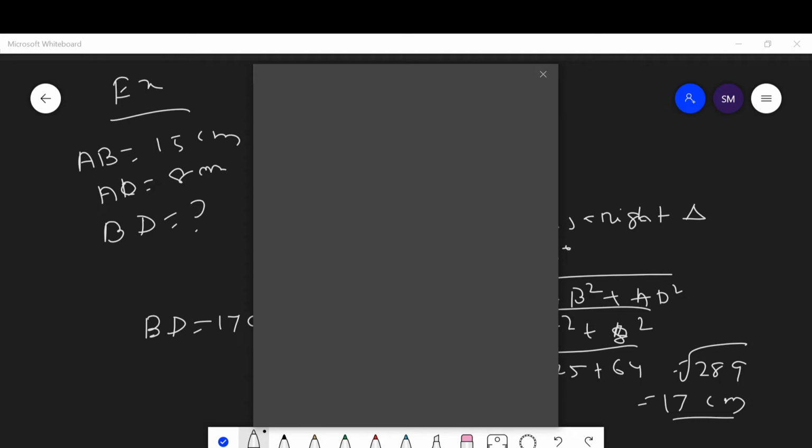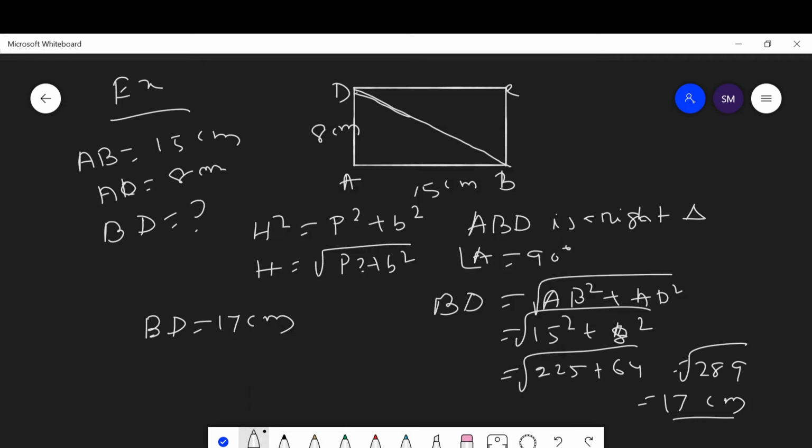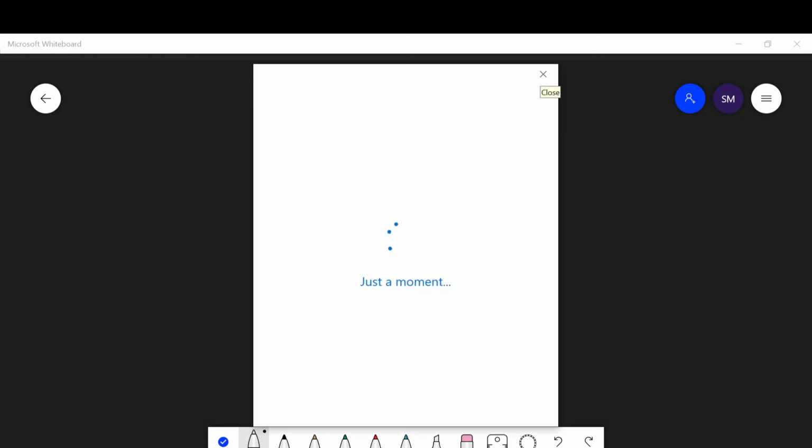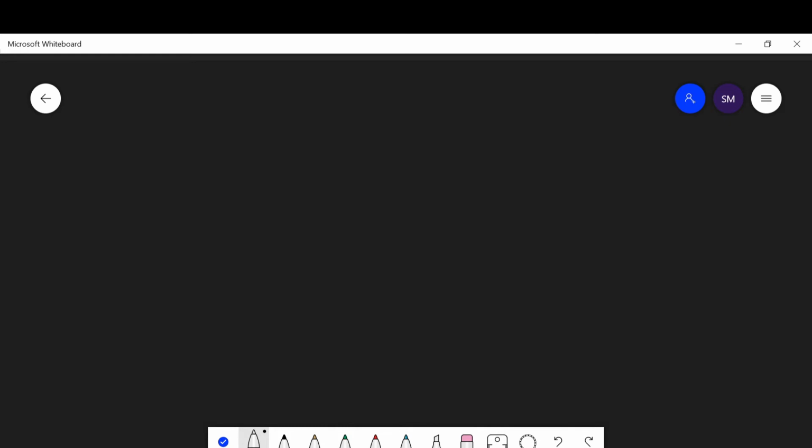Now let us discuss what is the median and centroid of a triangle. In this class we have discussed about triangle and its properties. Here we discussed what is Pythagoras theorem. Now let us discuss medians and centroid of a triangle. Suppose ABC is a triangle.